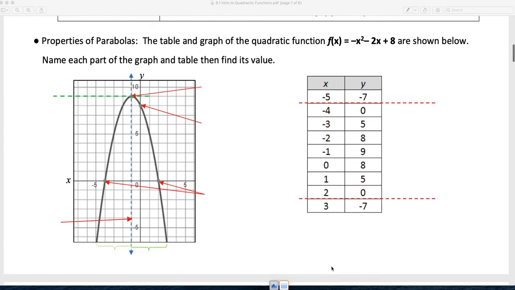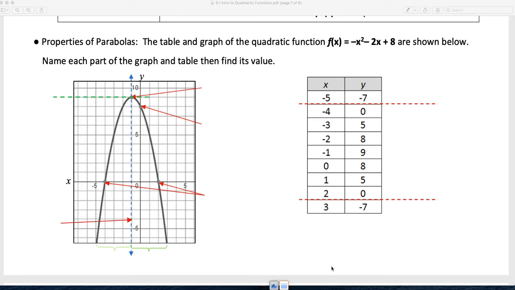All right, I've got a table and I've got a graph, and they are both for this function. And that function is right here: f(x), or y, is equal to negative x squared minus 2x plus 8. Okay, this negative tells me that I have had a vertical reflection. And I also said that this was the y-intercept. So take a look at that. That's a vertical reflection.